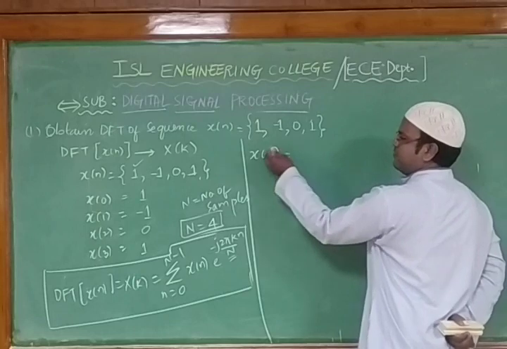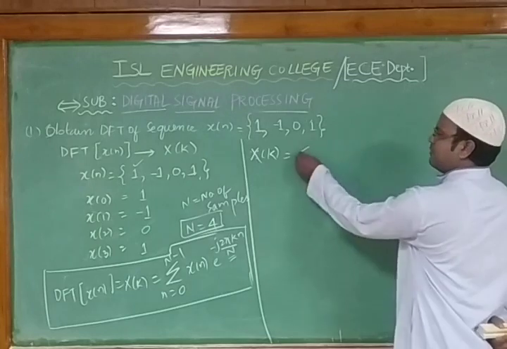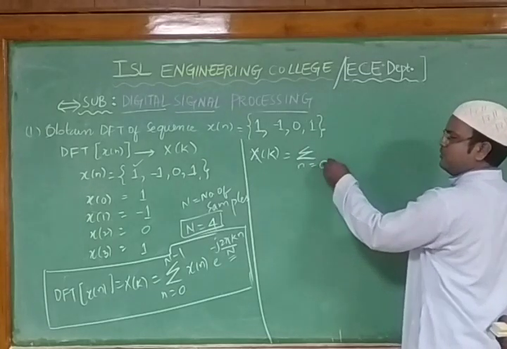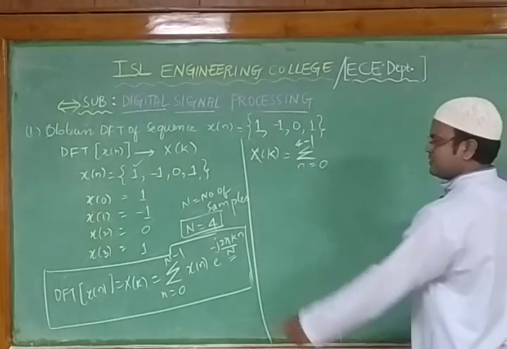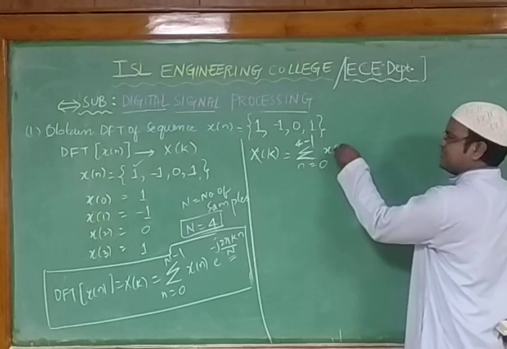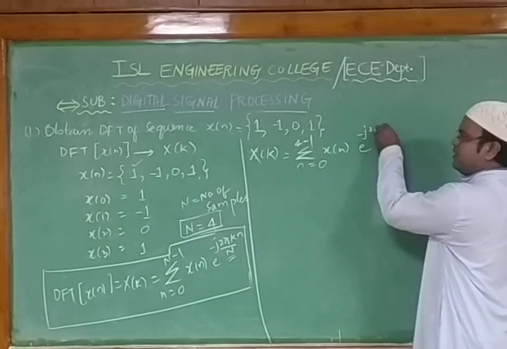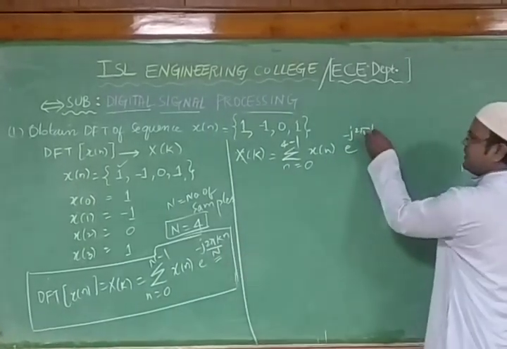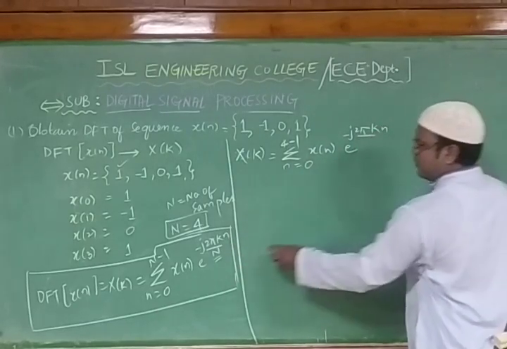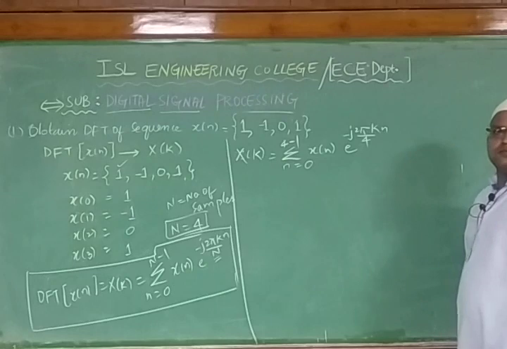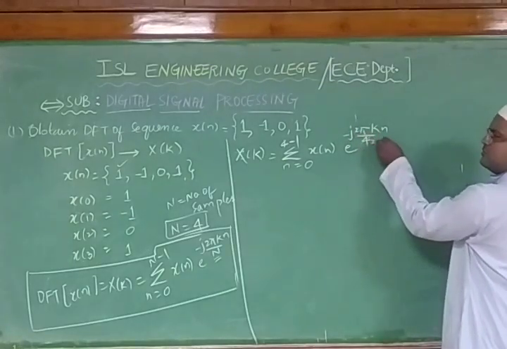So what will we get? X of k of the DFT is nothing but x of k equals summation n equals 0 to, what is this capital N value we do have? 4. So it's 4 minus 1. Next, x of n as it is, e power minus j 2 pi k, since we don't know k, let it be as it is, k into n, divided by N, which is nothing but 4. So what will we write for it? The 2 ones are, 2 twos are, it gets cancelled.